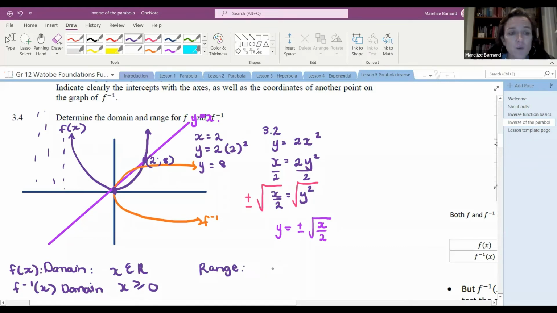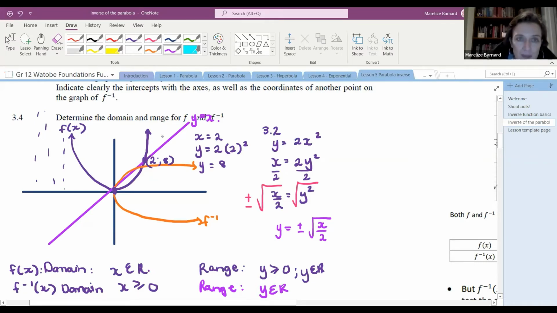So your range for f of x, yes, we can only get y greater than or equal to 0. Y can equal 0. It goes through the origin. And y is also an element of the reals. Now, the range of the inverse. The range of the inverse, your y value can be anything. It can be smaller than 0, it can be bigger than 0. So y is an element of the reals.